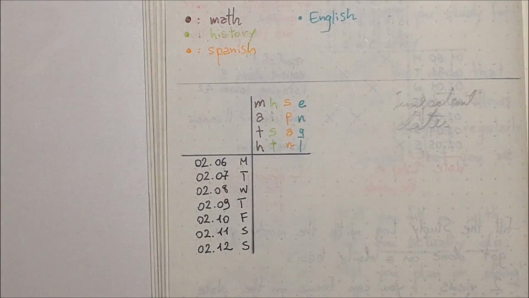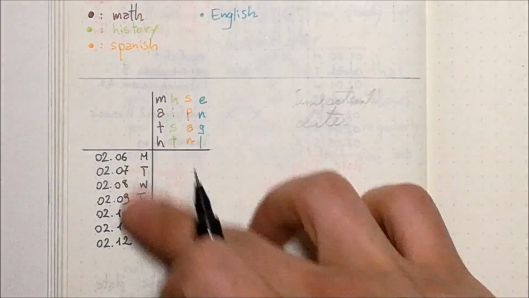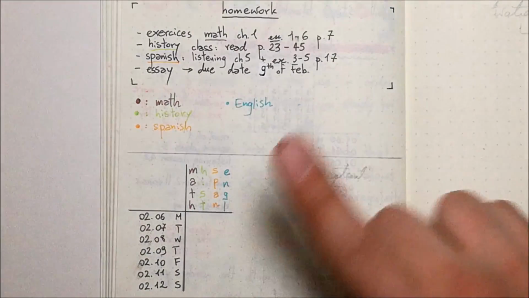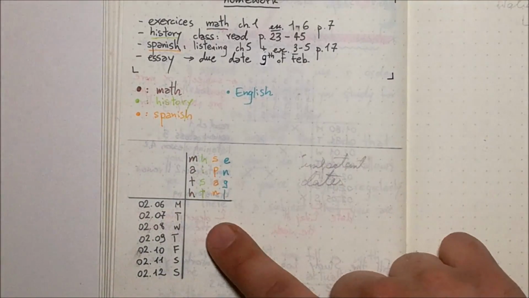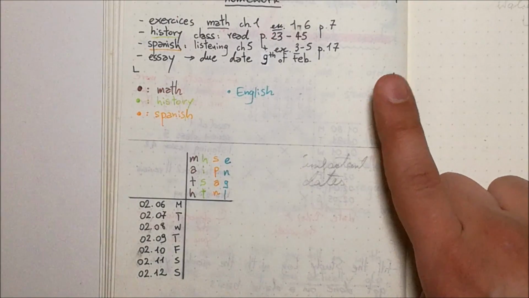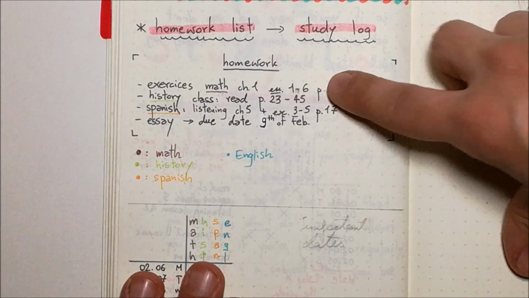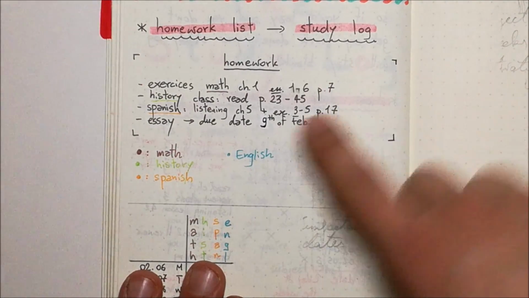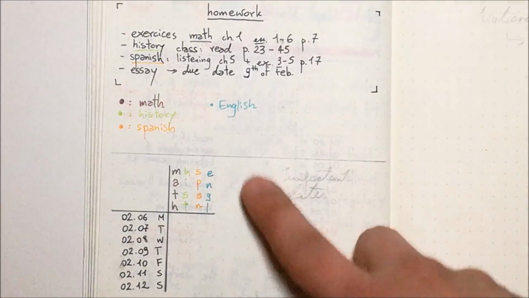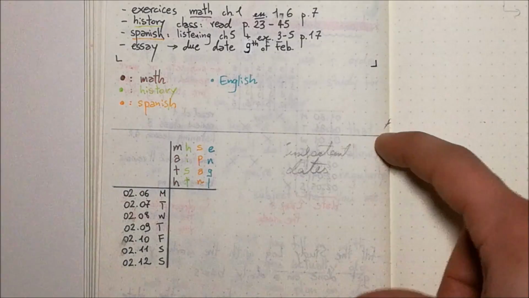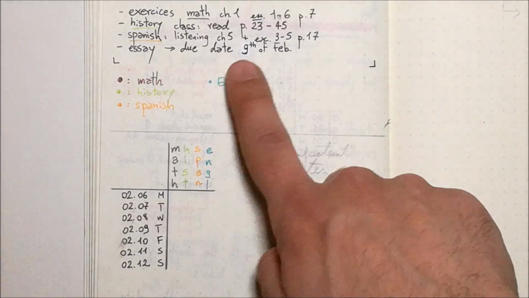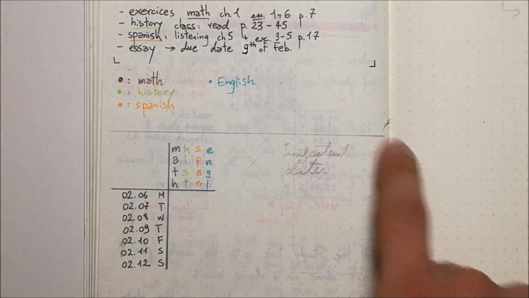Alright guys, so here we have our little study log all set up. As I've said before, the study log is not a planning spread. Here we're going to log in what we worked on and not what we plan on doing. So first of all, let's have a look at our homework. We have a due date for our essay for the 9th of February. You can use this part of your spread to keep track of all sort of important dates. So I'm going to write that one on this part of the spread.